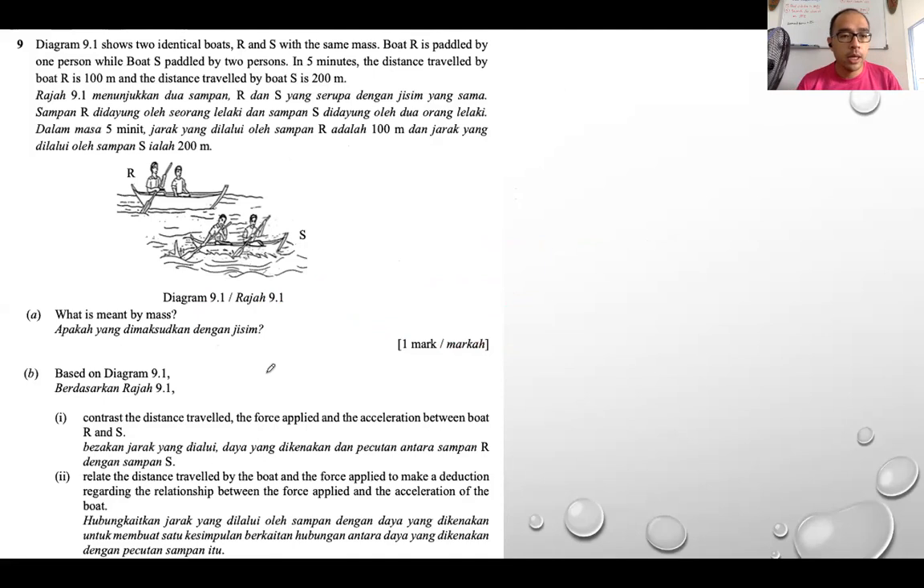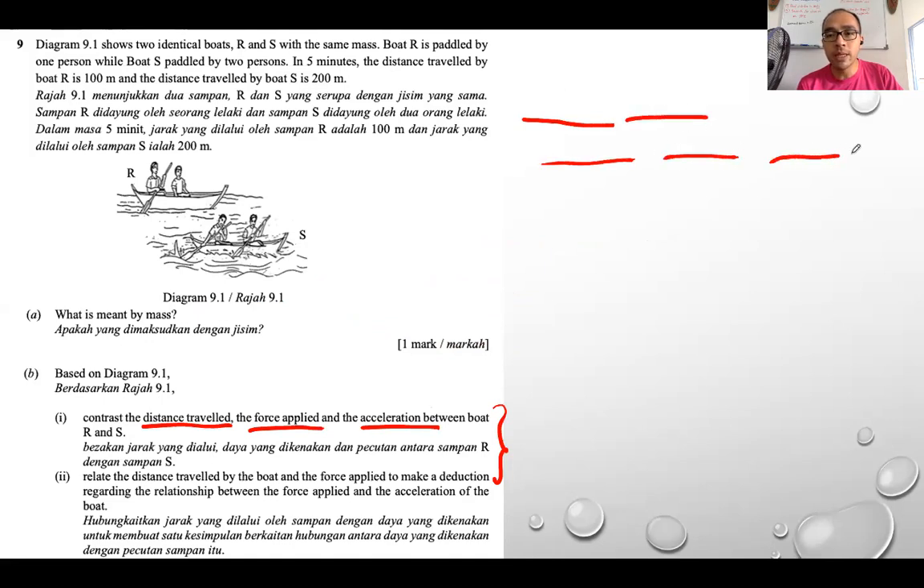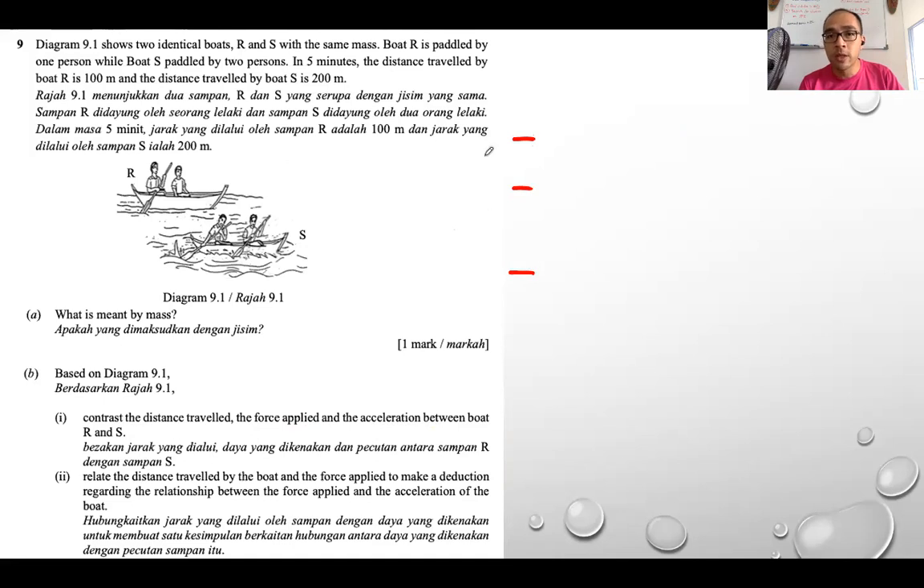Okay, so based on this diagram, compare the distance traveled, one, compare the force applied, two, compare the acceleration. So three comparisons. Now I want to reprimand those who wrote this answer in three continuous sentences. I have already mentioned this countless number of times, and I feel very tired of saying this same thing again and again. If you are given three things to compare, write it in three different point forms, so that it's very clear. A lot of you write line after line after line, and then I have to read everything.